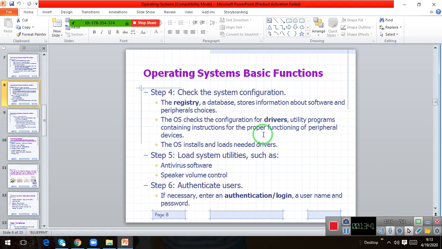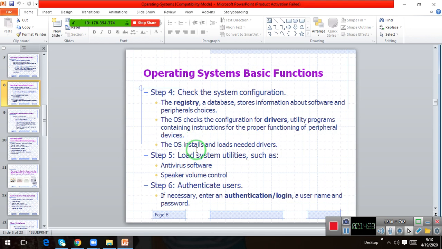But nowadays you don't need to install it. When you simply plug in a new keyboard, a new mouse, or a CD-ROM, you don't need to install the driver, because all drivers are built in by default. But it will ask you to please wait for 30 seconds or more while your system or the device is being configured. Now the fifth, the OS installs and loads the needed drivers. This is the OS's responsibility. It will itself install and load the needed drivers to run the peripheral devices.